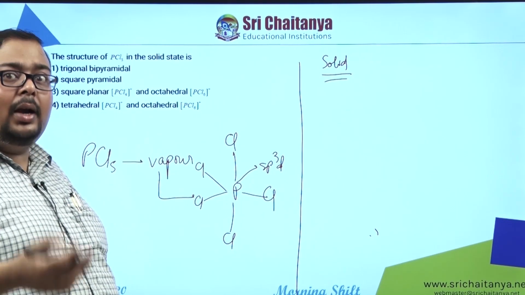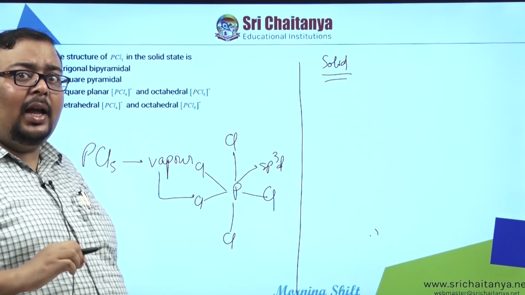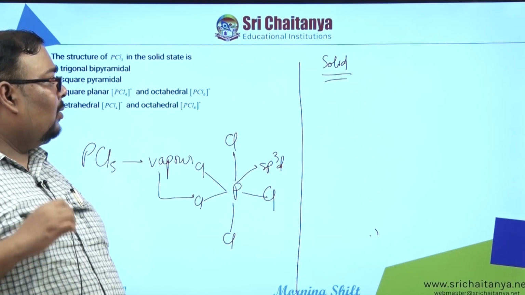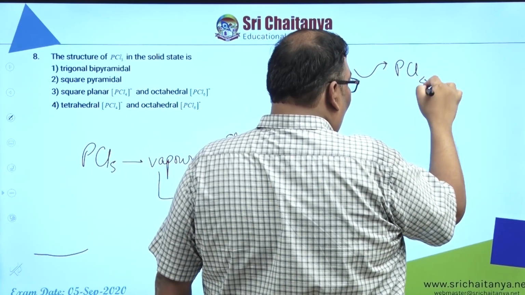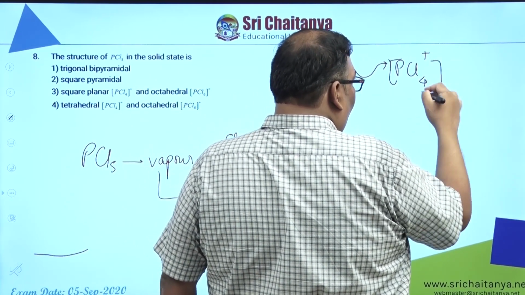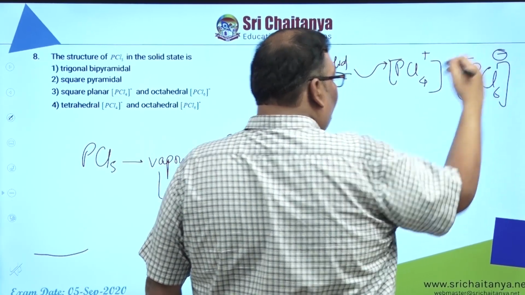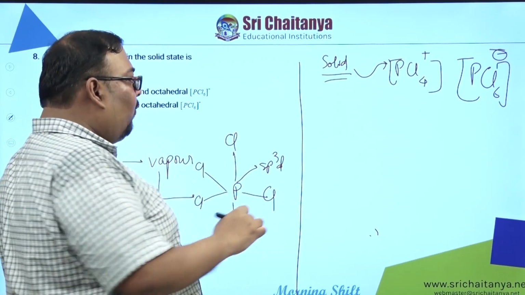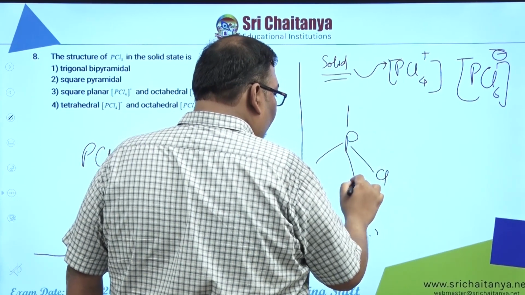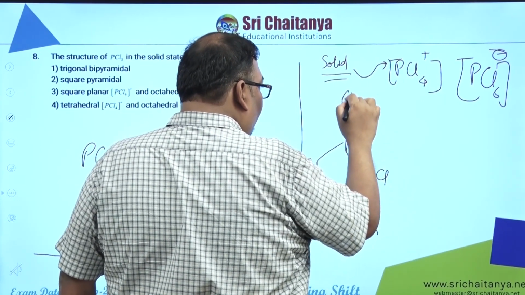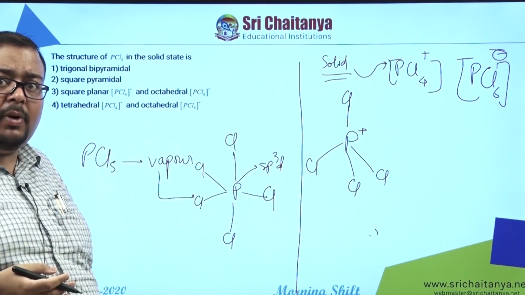But when it is in solid state, it prefers to be in the form of ions which carry uniform hybridization. So in solid state, PCl5 exists in the form of a cation, PCl4 plus, and an anion, PCl6 minus. If you draw the PCl4 plus cation, it will look something like this. It has a tetrahedral geometry, in which all the bonds are of equal bond length. So it is a uniform hybridization.